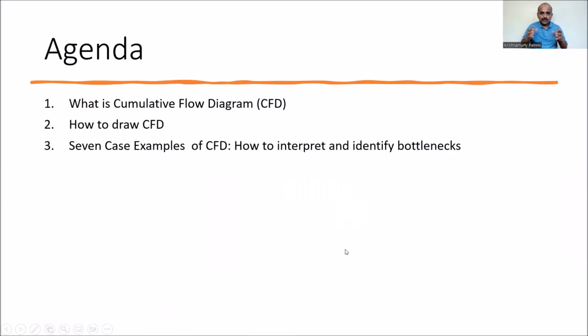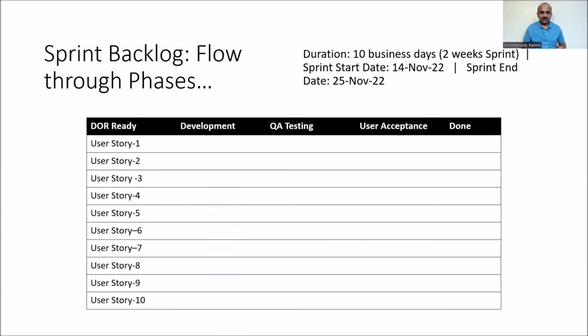Okay, let me share my screen. As part of this session, we will be learning what is cumulative flow diagram, how to draw cumulative flow diagram, and 7 case examples of cumulative flow diagram, where we will learn how to interpret and how to identify the bottlenecks.